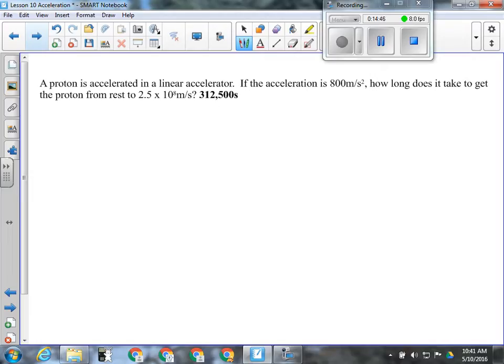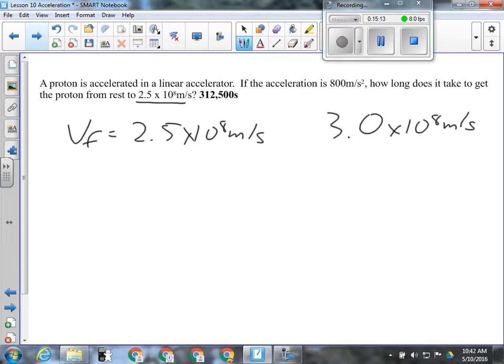How long does it take the proton to get from rest to 2.5 times 10 to the 8 meters per second? So I've got VF given to me. It's 2.5 times 10 to the 8 meters per second. Is that fast? It is. It's very fast. It's relativistic. That means within a reasonable percentage of the speed of light. We have, of course, never been able to make anything go that fast. Einstein's theory of relativity explains a little bit of the energy required to make something go that fast and how it becomes basically infinite as you approach the speed of light.